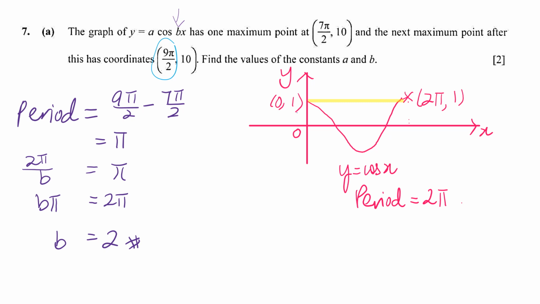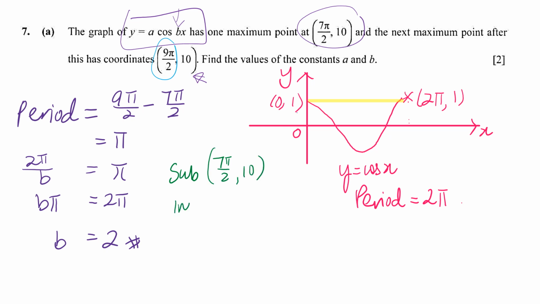Then to find the value of a, you can use either this maximum point or the second maximum point, substitute into this equation, and you can find your value of a. So I'm using 7 pi over 2 comma 10. I'm going to substitute my y to be 10 and my x to be 7 pi over 2. I already found the value of b to be 2, so I can just plug it in.